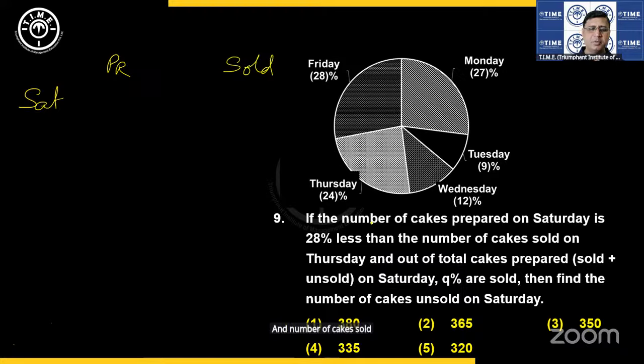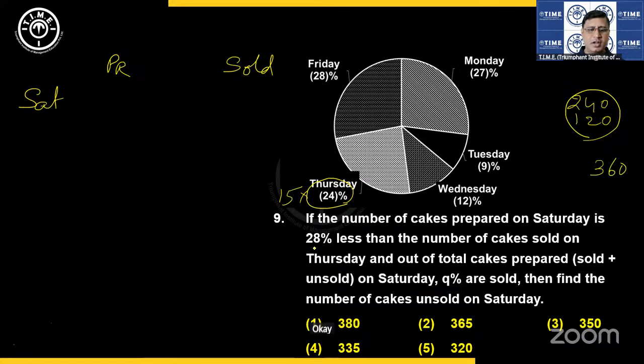So how many were prepared here? The number of cakes prepared on Saturday is 28% less than the number of cakes sold on Thursday. Thursday, how many were sold? 24%. 24% into 15. 1% is equal to 15. 24% means 24 into 15. So 10 times of 24 is 240, plus half of the value 120, by adding this, 360.